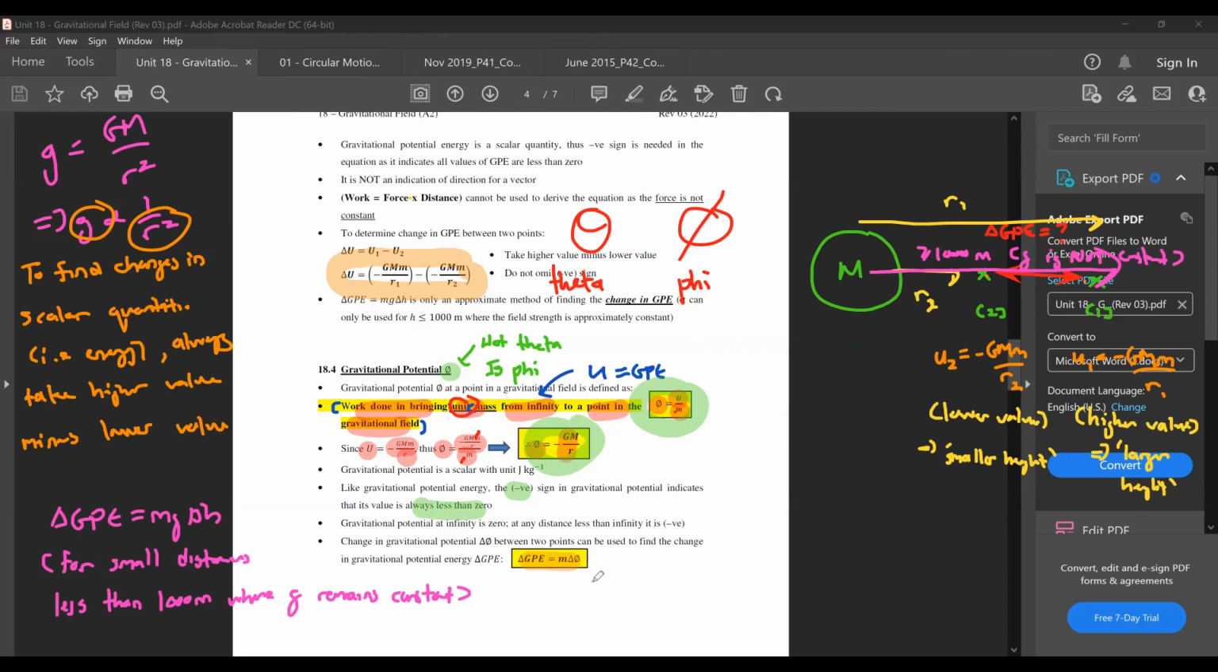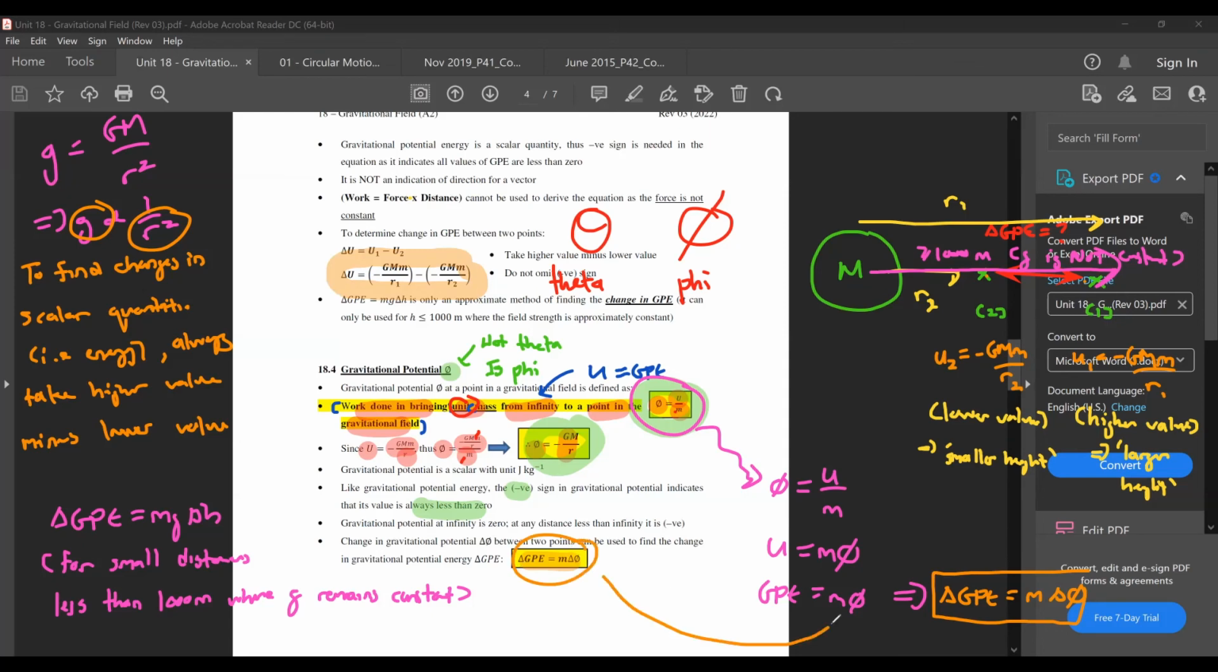It actually came from this, where we said that this equation here, phi is U over m, right? Where we can say that if phi is U over m, U is m phi, but U was actually my GPE, okay? Now, GPE is m times potential. If I introduce the change symbol inside, I will get delta GPE equals mass times delta phi. This is how this equation came about. It's actually from the definition at the top. Okay.